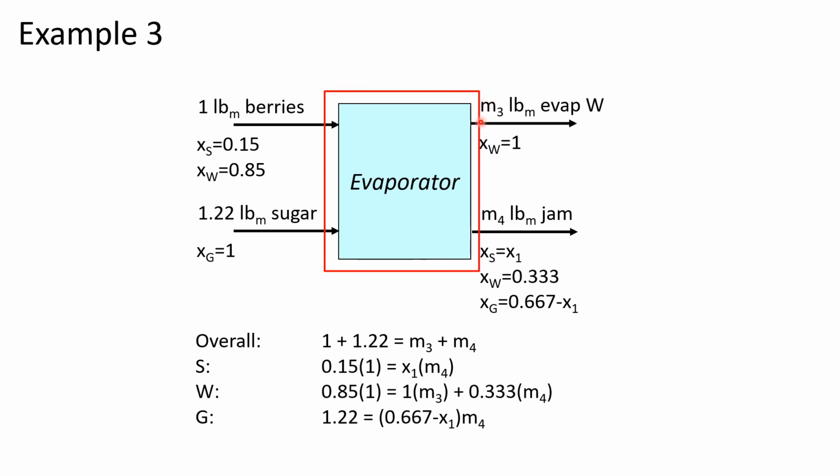We go over here to the evaporated water stream. There's no solids in it, so it won't contribute to the solids balance. If we keep on coming down, we find that there is solids in the jam that's coming out. The fraction of the total amount of jam that is solids is x1. So x1 times M4 will be equal to the amount of solids coming out in that stream. And I'll put that term on the right-hand side of the equals as an output.